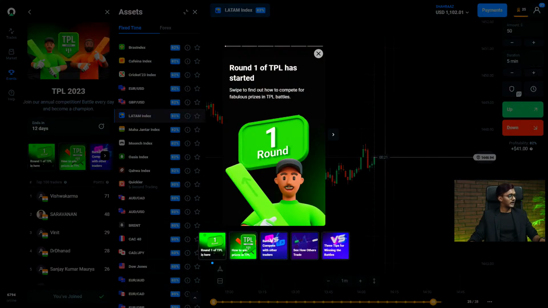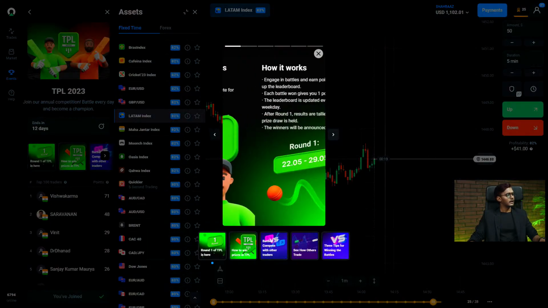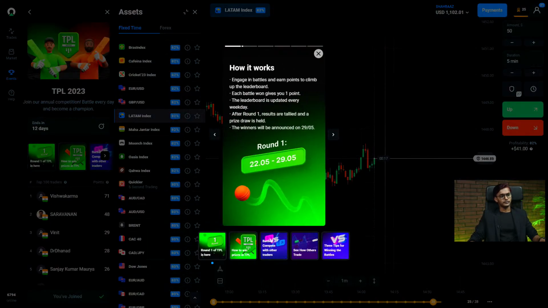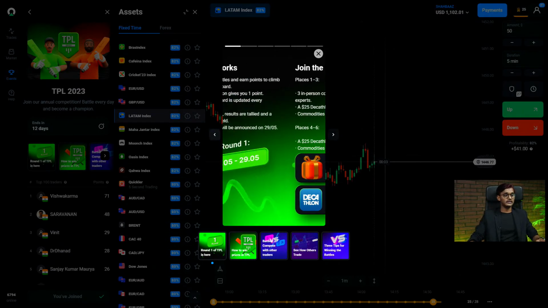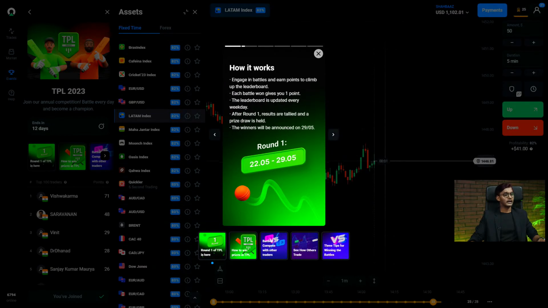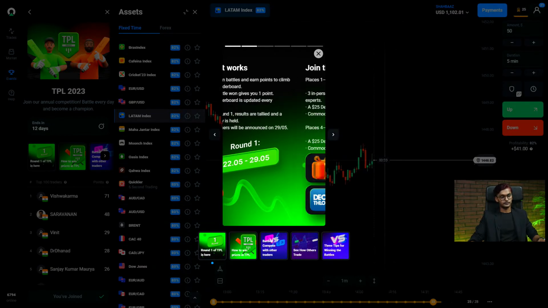Also guys, regarding this event, when you participate in battle, for each battle won, you will be awarded 1 point. And the more points you have, the higher ranking you will have in our leaderboard. And we give prizes for our leaderboard if you are in the top 20.